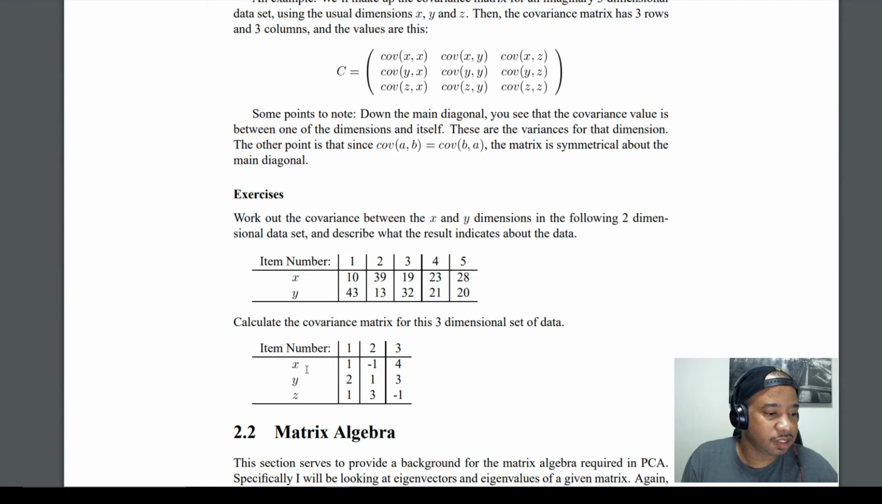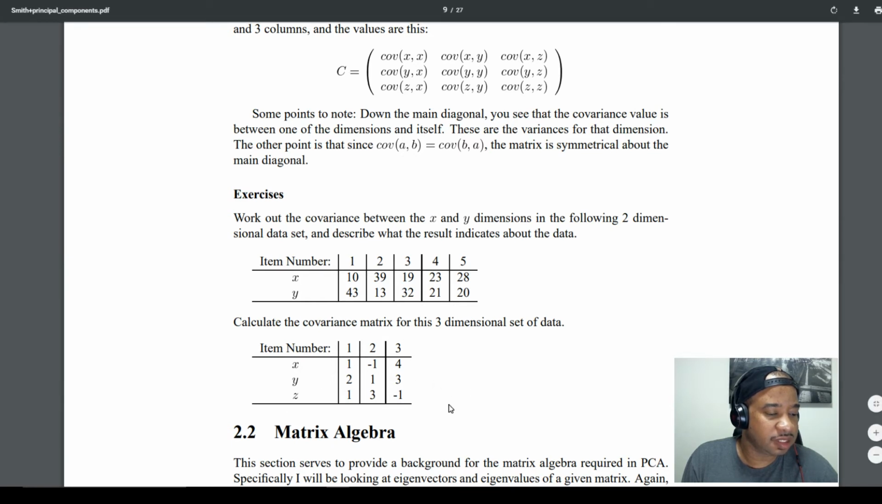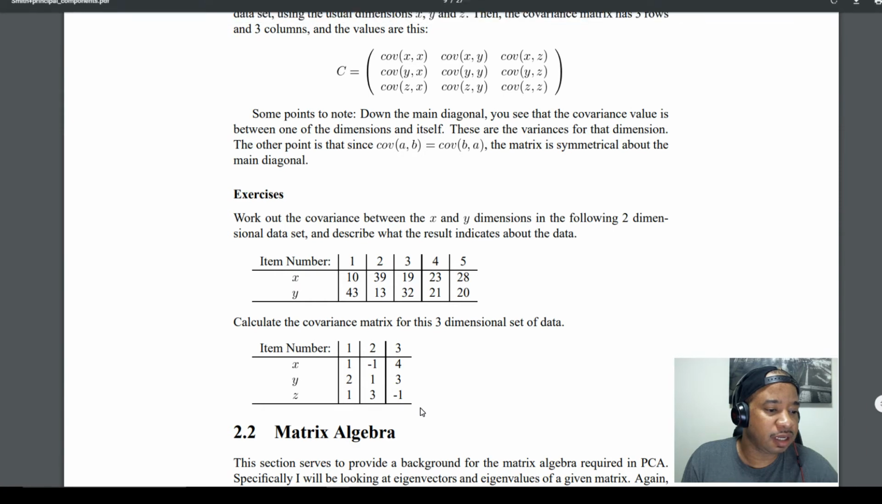We have three different sets here, set X, set Y, set Z. We're going to define all of those different covariances between the three different sets. The first entry would be the covariance of X. The next one would be the covariance of X and Y. And then the third entry in our matrix would be the covariance of X and Z. And then we move to the second column, so it would be the covariance of Y and X, which we've already calculated, then the covariance of Y and Y, and then the covariance of Y and Z, and then Z and X, Z and Y, and then Z and Z. Once we do that, we'd be done.